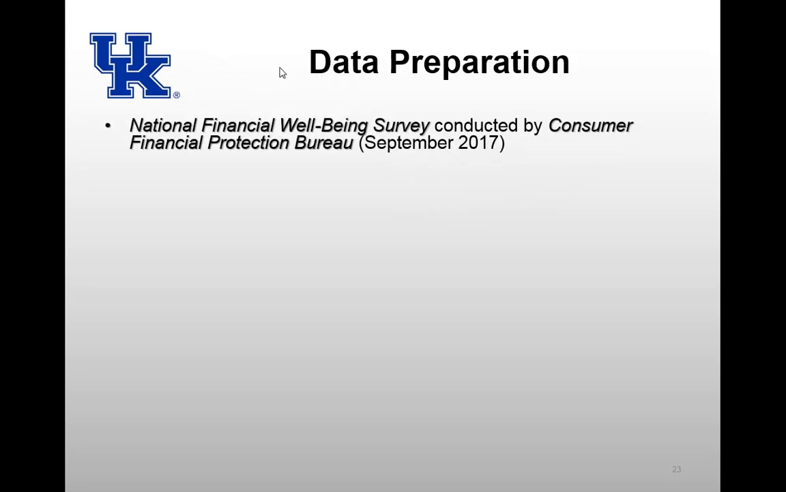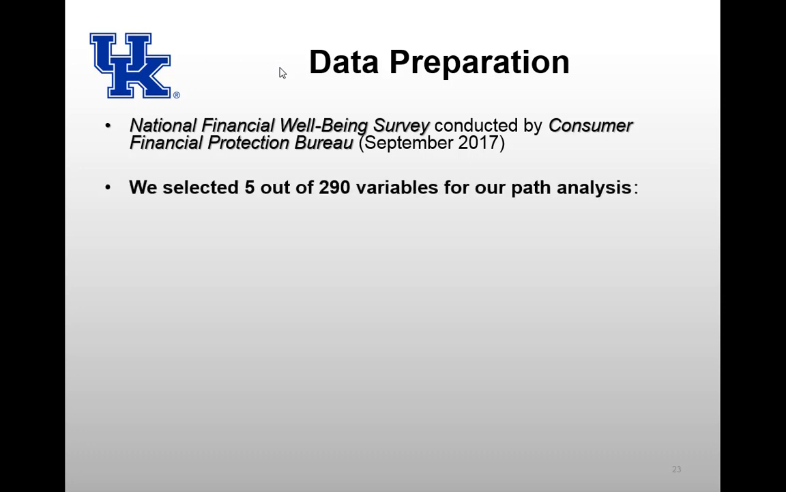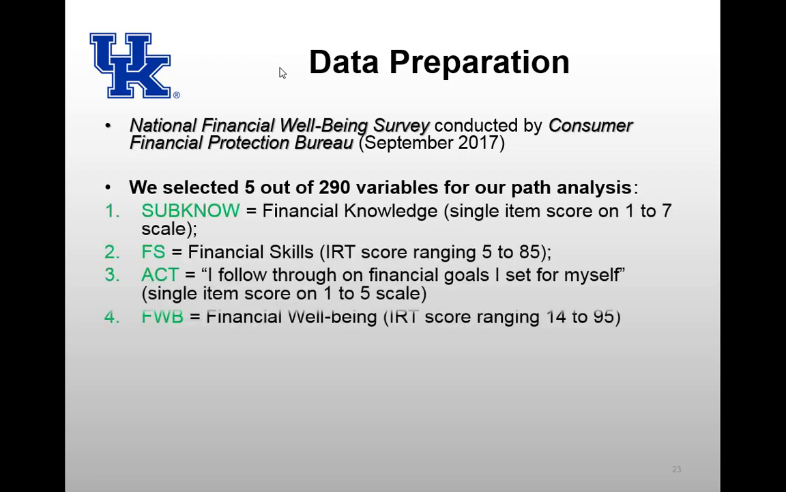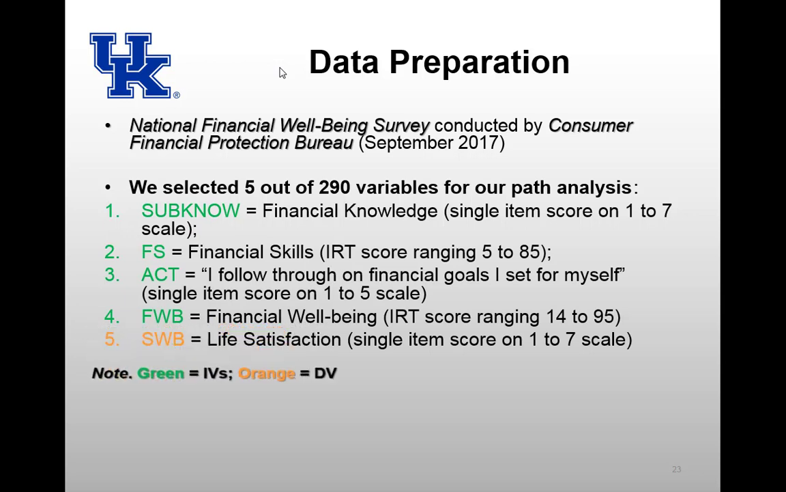For data preparation, we need to know our data. It is taken from the National Financial Wellbeing Survey conducted by the Consumer Financial Protection Bureau. It is publicly available and was published in September 2017. It's a huge data set involving 290 variables. We only selected 5 for our demonstration purposes. So these are the 5 selected variables. Again, green is IVs and orange is DV.